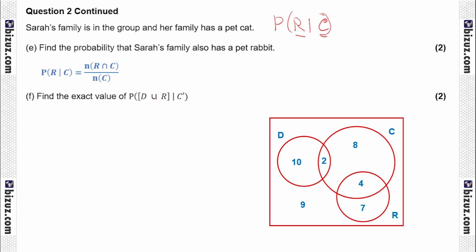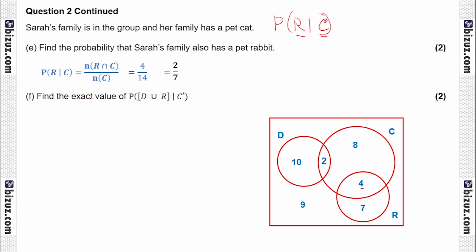And this is divided by, as you can remember, the total sample size in consideration. Here we're only considering the families that have a pet cat. So only the number inside C, that's what counts here. So that's our sample size in this case. If we evaluate this, the number in R intersection C is 4, and the number in C is 2 plus 8 plus 4, that's 14. So 4 by 14, and we can simplify that to 2 by 7.